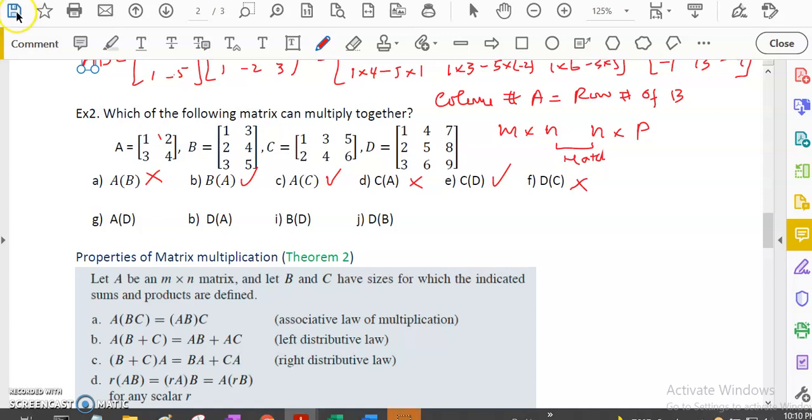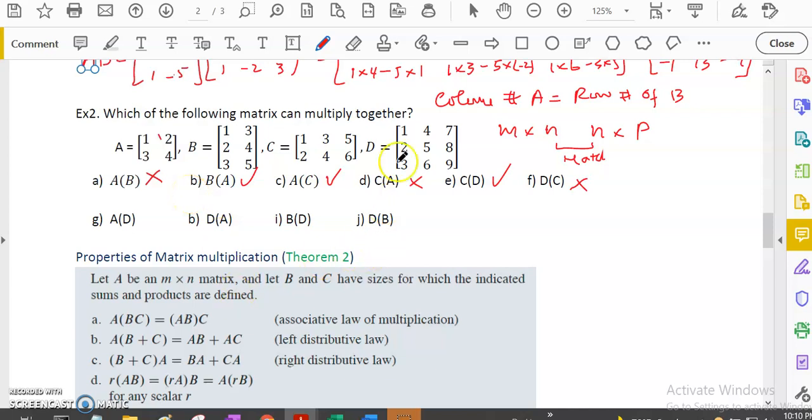Hello, linear algebra student. This video is for chapter 2.1 part 2. So let's continue with matrix multiplication. And in this particular video, we want to talk about the properties of matrix multiplication.